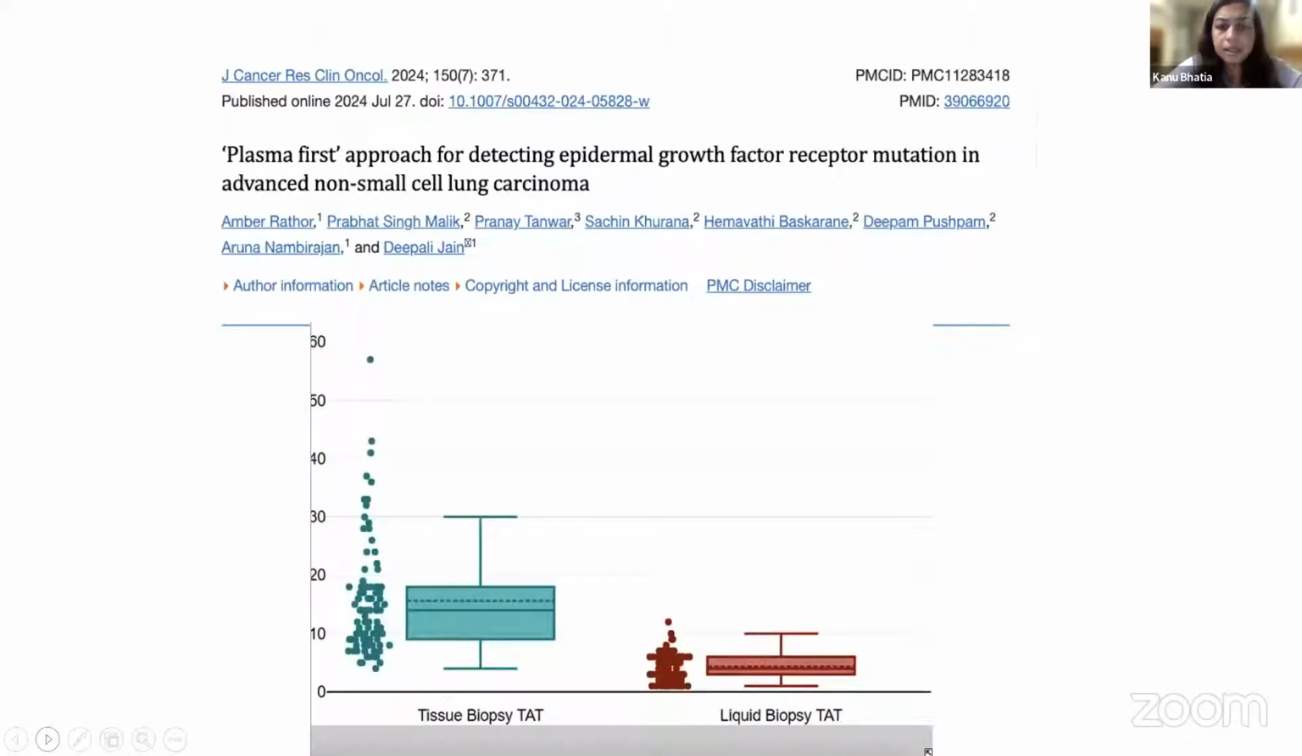This is again an Indian study which showed the same. The EGFR TAT with liquid biopsy is much lesser as compared to the tissue biopsy.